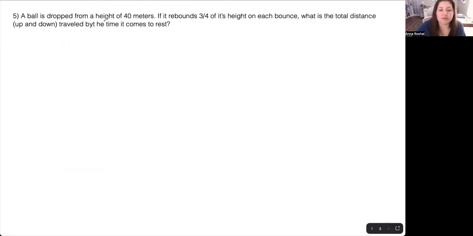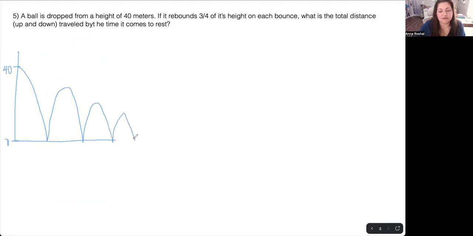Okay, a ball is dropped from a height of 40 meters. So let's say this is 0 meters, this is 40 meters. So a ball is dropped, and it rebounds 3/4 of its height on each bounce. So here's the bottom floor, right? It goes down and then it bounces, but only 3/4, and then again, only 3/4, and then again, only 3/4. And eventually it'll go up, up, up and be flat, right?